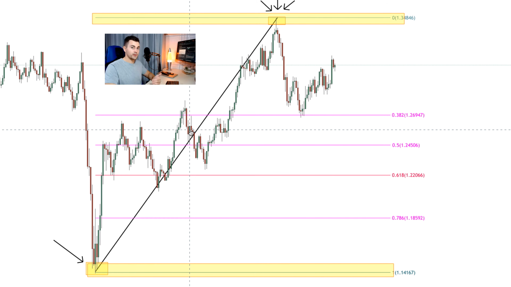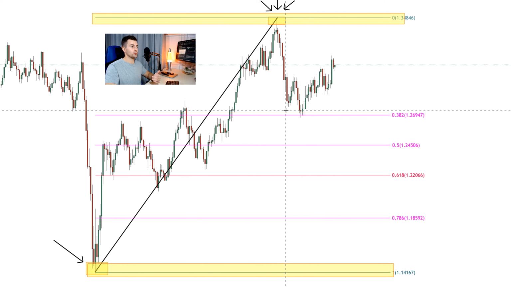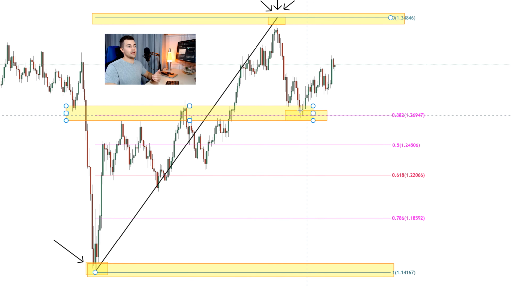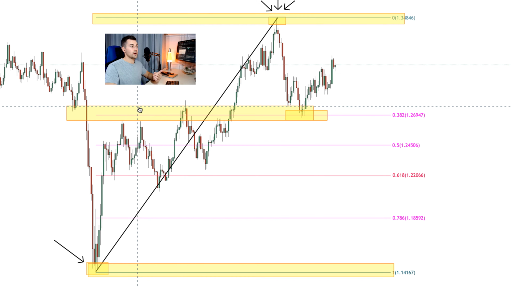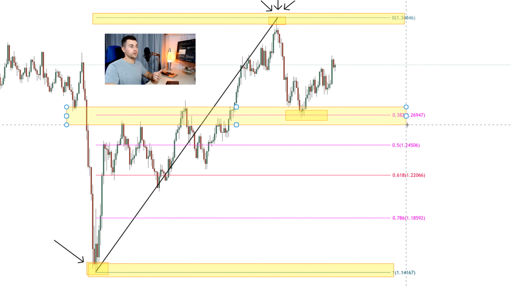Our task is to find the levels that match with the price action. What do I mean by that? Look at this level, 382 right here. Look how it matches with the price action right here. Definitely here you can see that the market multiple times respected that area around 382. So here will be our first key level within the impulse.